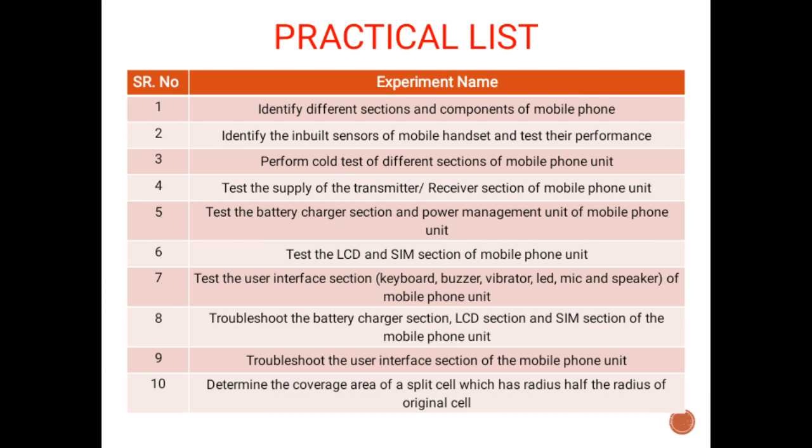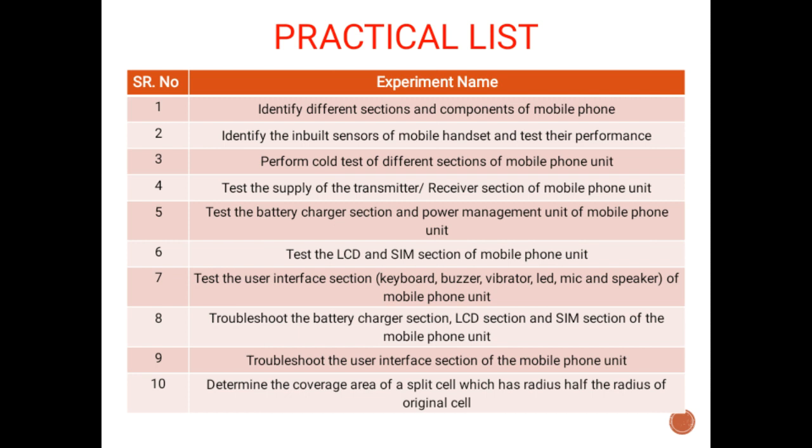The second one is to identify the inbuilt sensors of a mobile handset and test their performance. This practical is performed on your mobile itself. The third one is to perform cold test of different sections of a mobile phone unit. The fourth one is to test the supply of the transmitter and receiver section of a mobile phone unit.